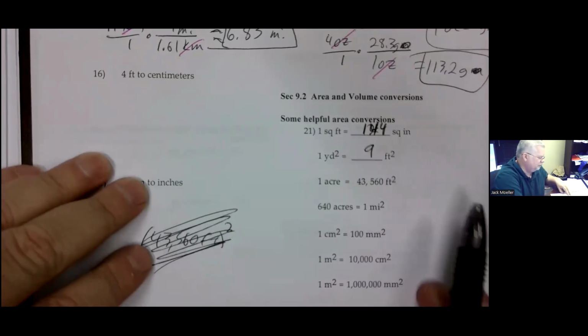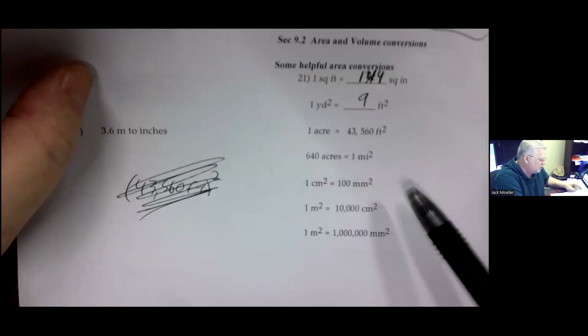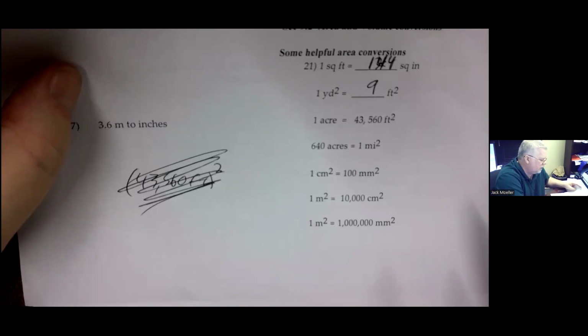But you're given most of these units. So there's 640 acres in a square mile.